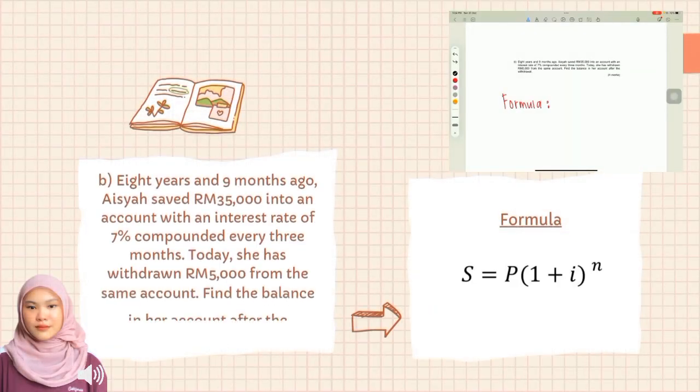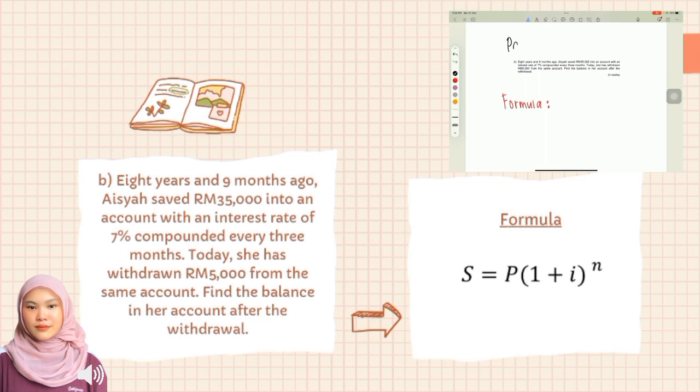Today, I'm going to be answering part A. Question 2B. The question is: 8 years and 9 months ago, Elycia saved RM35,000 into an account with an interest rate of 7%, compounded every 3 months. Today, she has withdrawn RM5,000 from the same account. Find the balance in her account after the withdrawal.